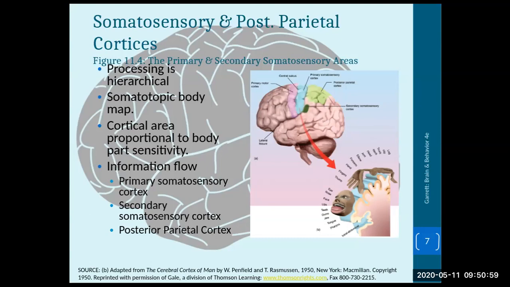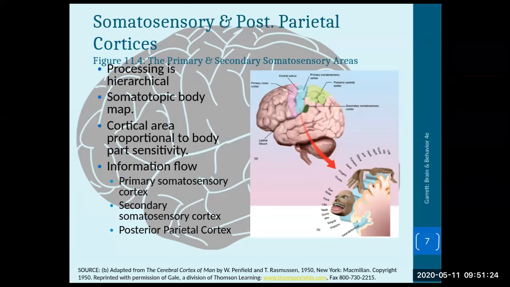Well, guess what? In the touch system, it's not much different. We have a somatotopic map. Remember that the primary somatosensory cortex and the motor cortex make up the areas of the body. When it was mapped out, they said it made up a little man.